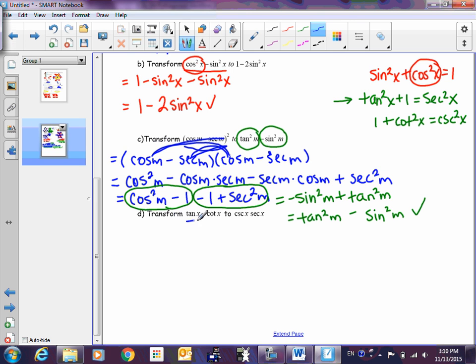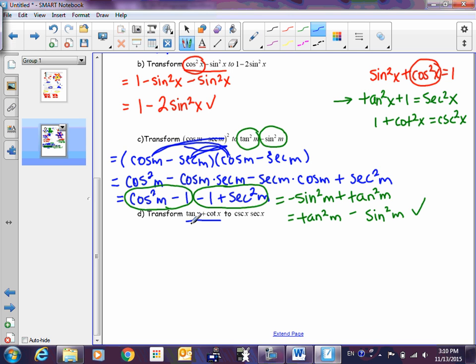Okay, transform tan x plus cotan x into something else. So we're going to start with this. Now, I see a plus sign here, and I don't see a plus sign in what I'm trying to get it to equal. So this tells me that I'm supposed to do something with adding fractions, common denominator. That's not something we've done yet either.